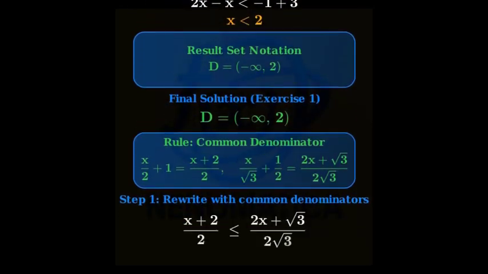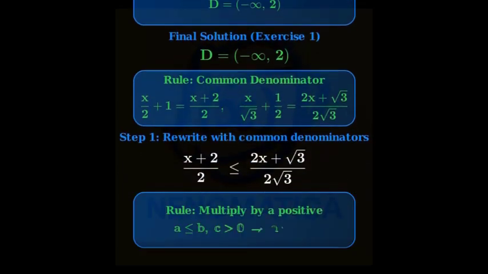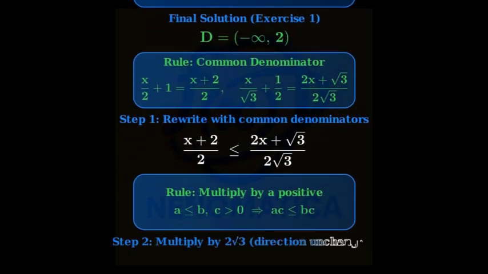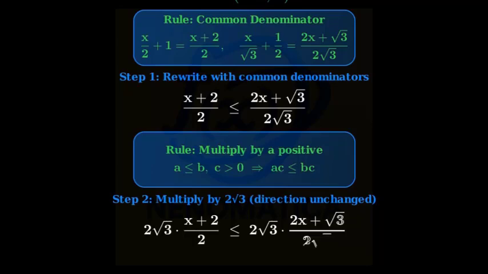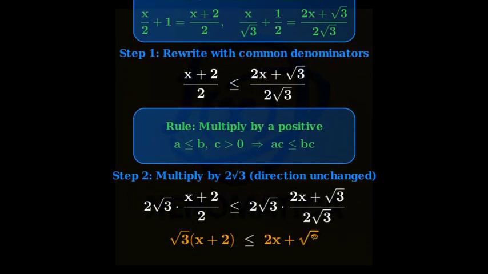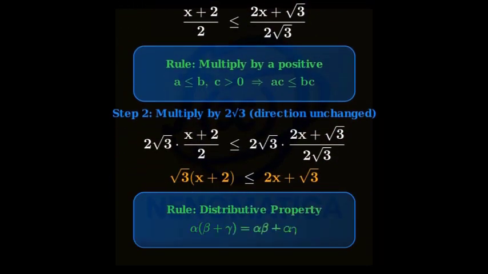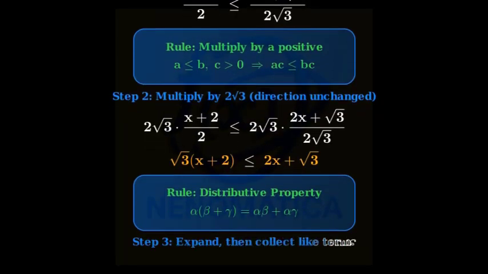Step 1. Rewrite both sides with common denominators so they can be compared cleanly. Step 2. Multiply both sides by 2√3. It is positive, so the inequality direction stays the same. Step 3. Expand and regroup terms exactly like in the image.